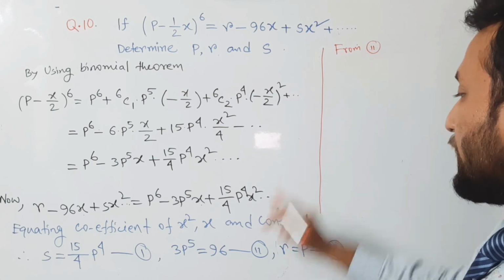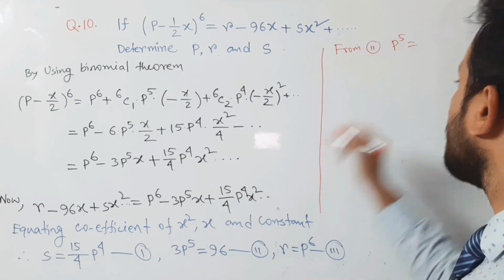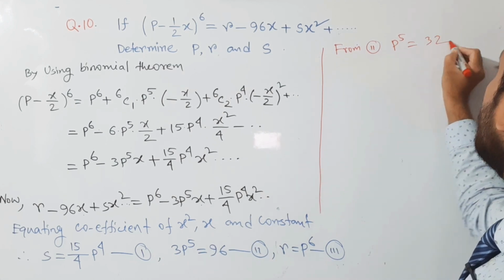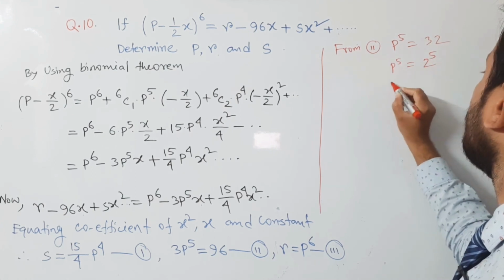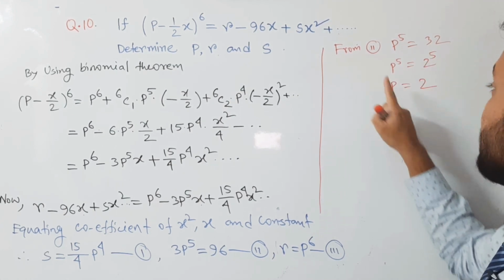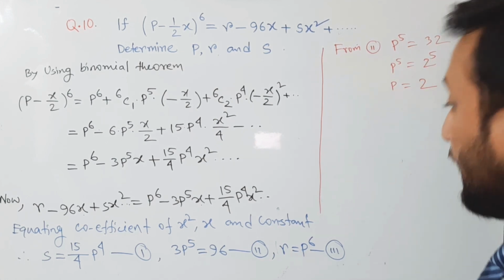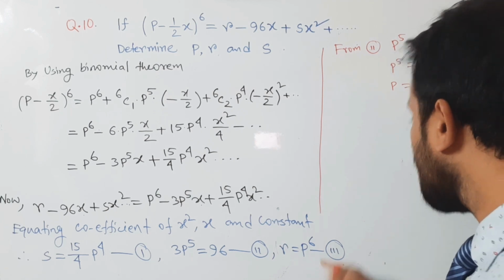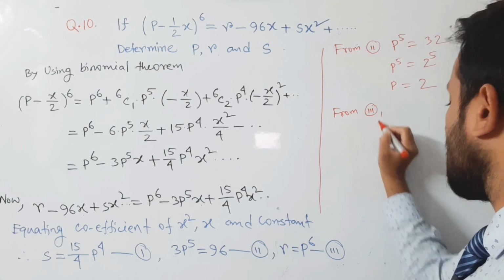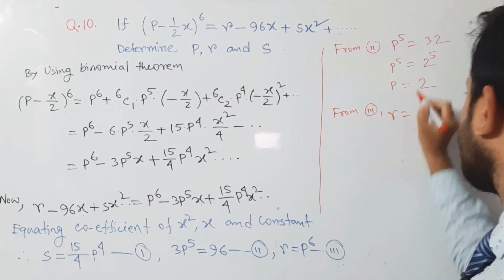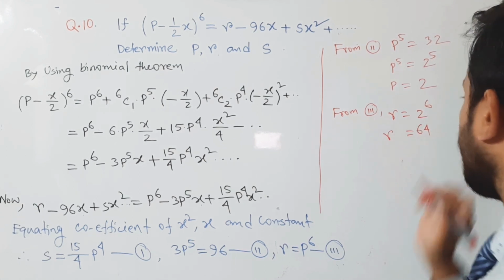From 2, we can write p to the power 5 equal to 96 divided by 3. That means 32. So p to the power 5 equal to 2 to the power 5. Exponents are the same, so we can write p equal to 2. If exponents are the same, then bases are equal. So p equal to 2. And putting the value of p in equation 3, from 3 you can write r equal p to the power 6. That means 2 to the power 6, which is 64. So the value of r equal to 64.